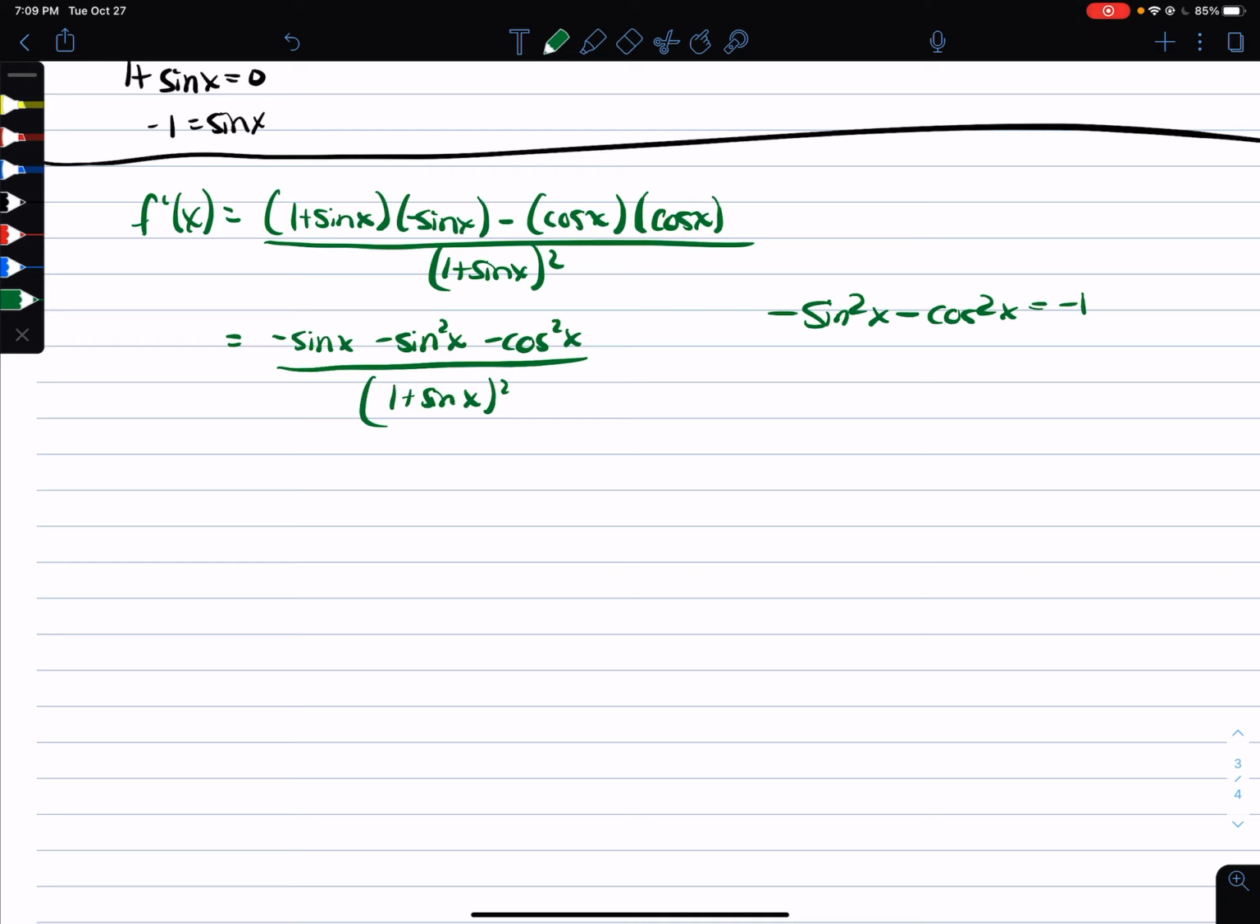So then what we have is we just simplify the top. We already had the negative sine of x there. This quantity is replaced with negative 1. And then our denominator stays the same.